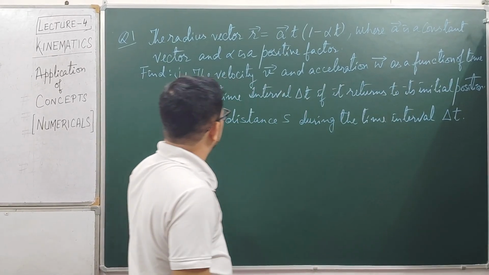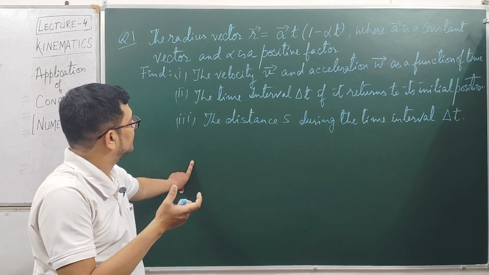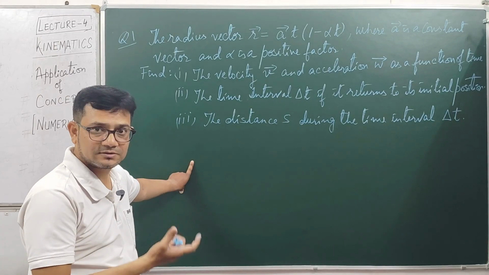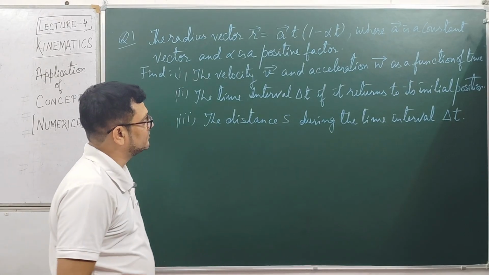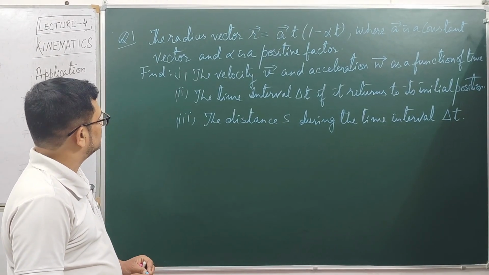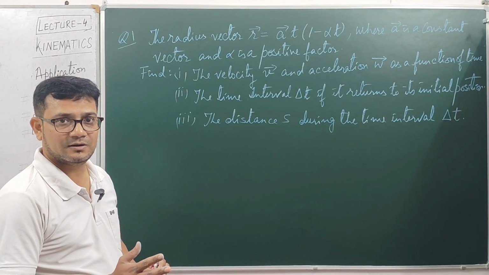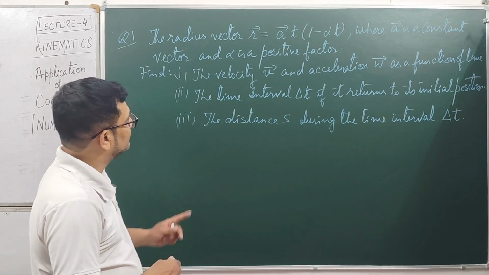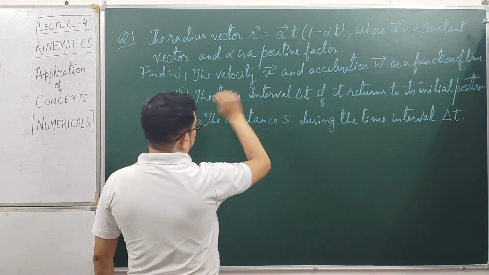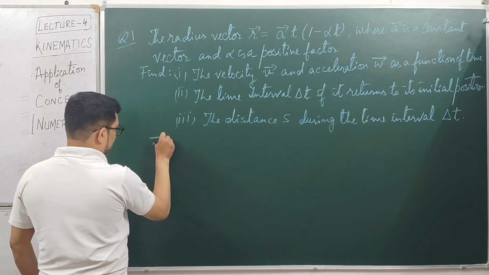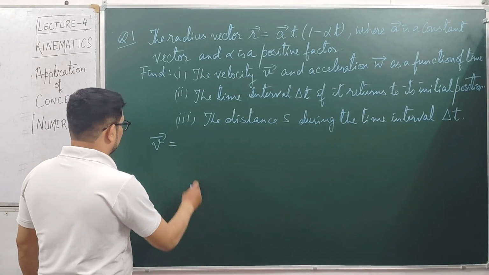Well, so let's understand the question first. It says that there is a position vector, radius vector, given as r as a function of time, and it is a t times (1 minus alpha t), where a is a constant vector, which means it doesn't change in terms of magnitude as well as direction, and alpha is any positive factor. We need to find velocity, and if you differentiate the position vector with respect to time, you get velocity.